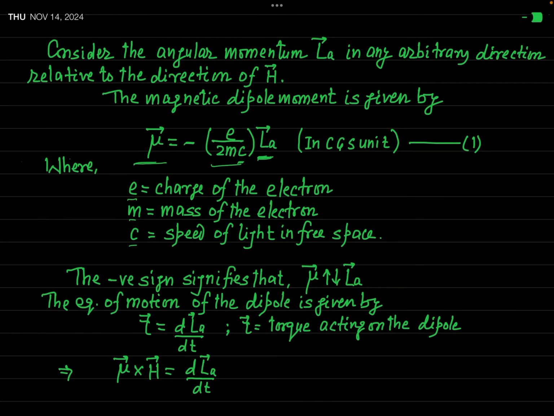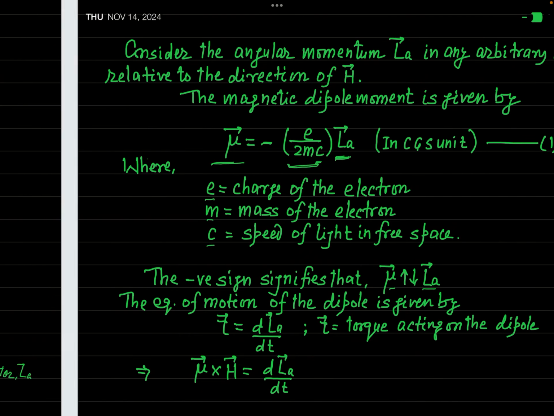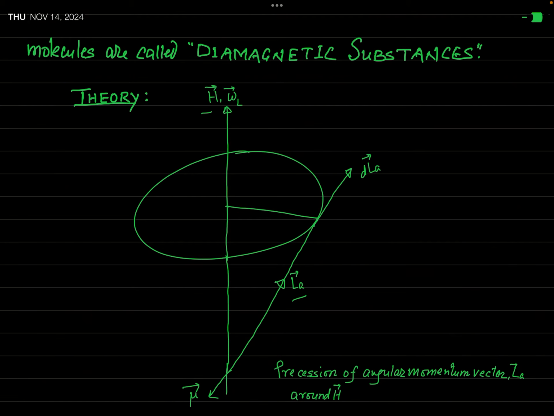If there is a minus sign here, what can you conclude from this result? You can see that e over 2mc is a positive scalar. So with the minus sign, the vector mu is anti-parallel to LA. It means this magnetic dipole moment will be in the opposite direction of the orbital angular momentum vector LA, and I have shown this fact in this figure. You can see mu is directed opposite to LA.